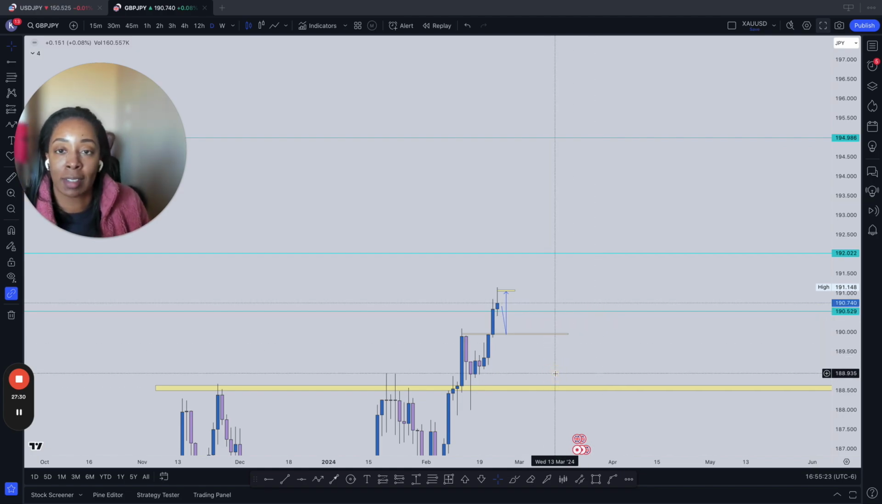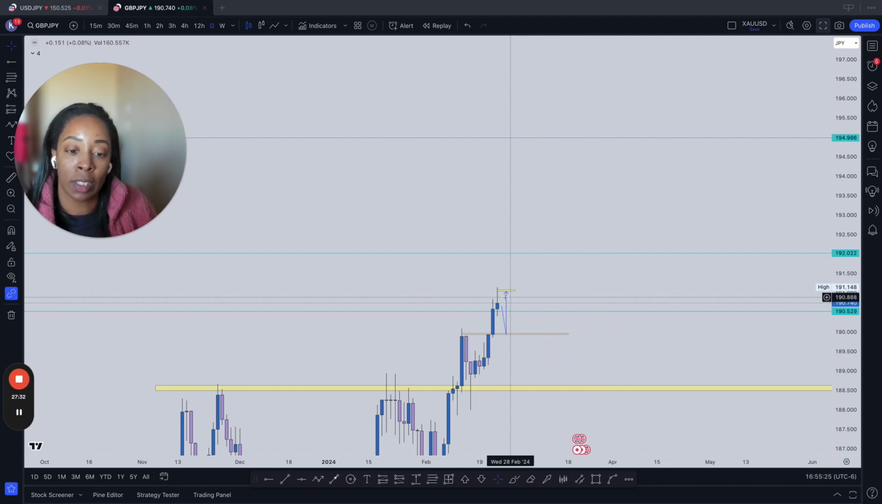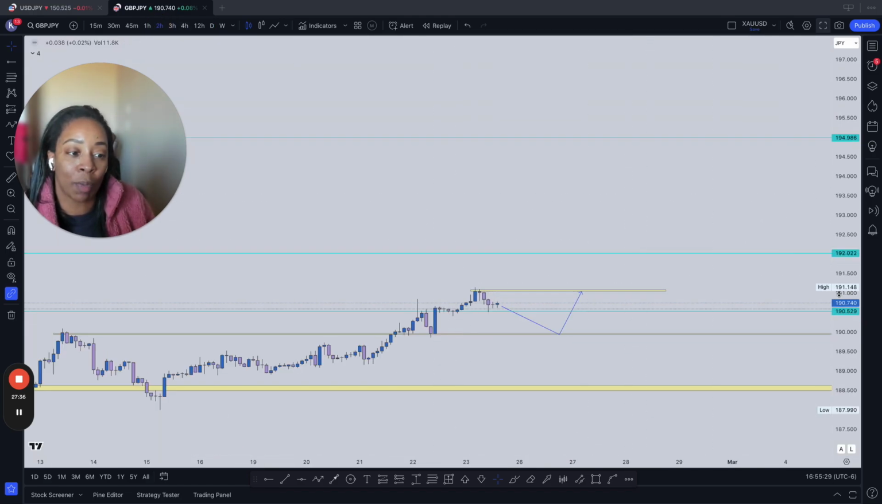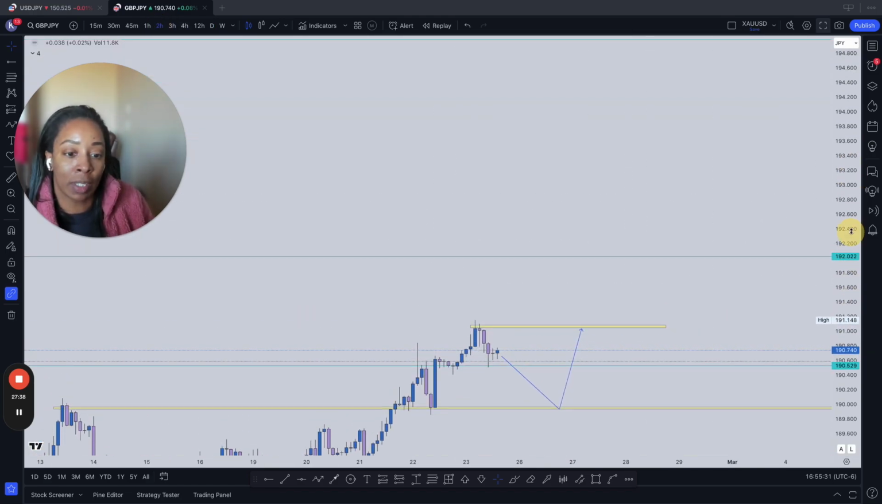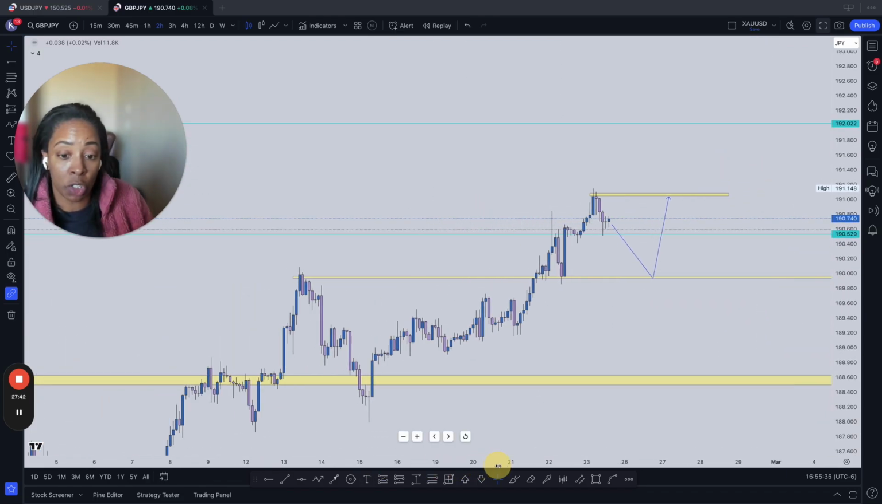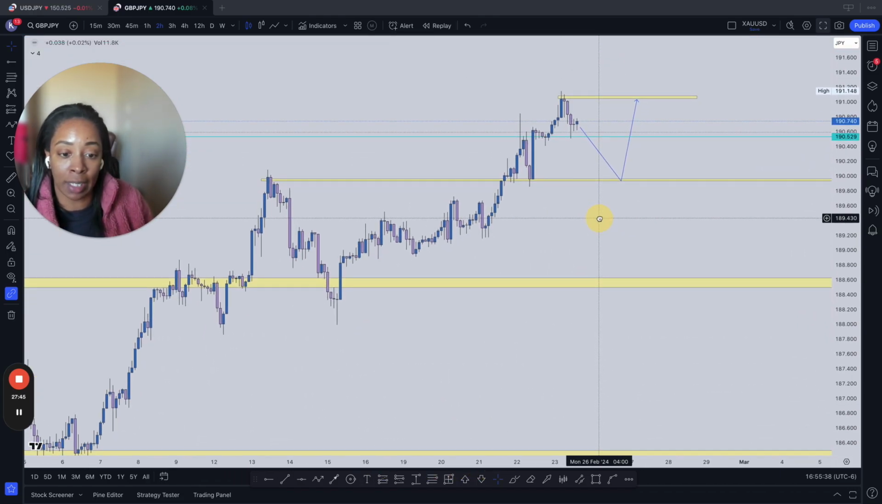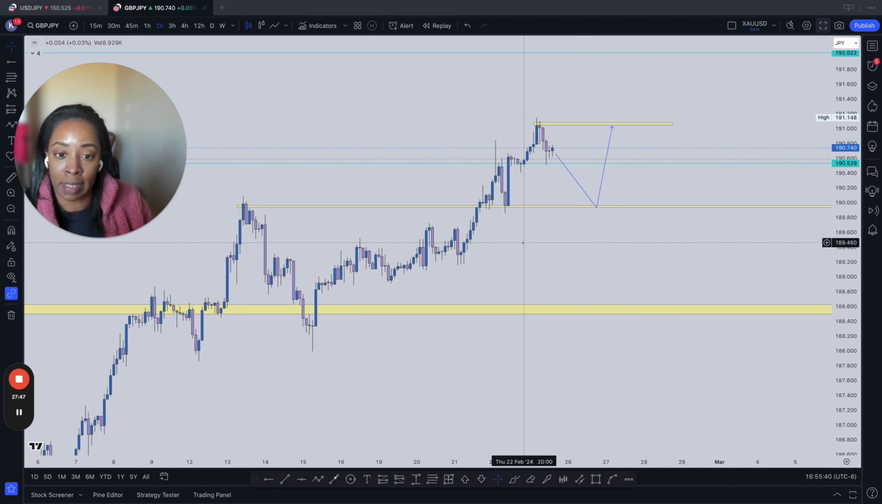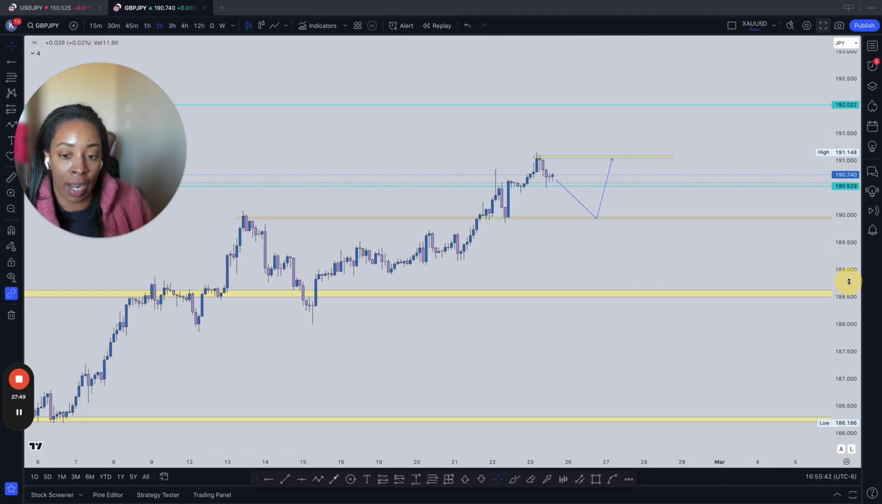Now, could price do something totally different? Absolutely. That's what the market does. But at least now we have a game plan for this upcoming week. So pretty much, this is what I'm mostly looking at: buys. Let me see on the sell side what I could be looking for.